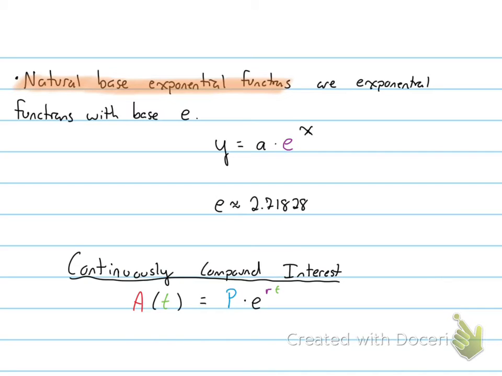A common function that you'll see for compound interest, like for a savings account where you're putting money into an account that's earning you interest, would be A of t equals P times e to the r t power. This is similar to the growth and decay model that we looked at the other day. A is the amount in the account at time t. P is your principal, or your starting amount. R is your interest rate, usually an annual interest rate. And t would be time, usually in years.